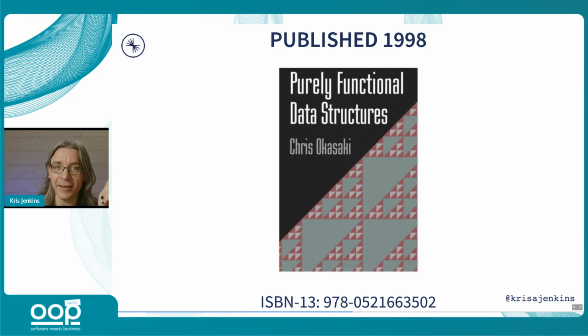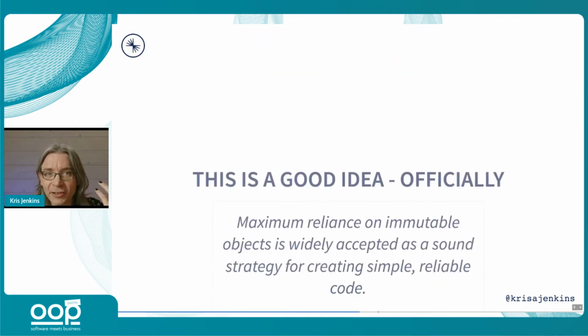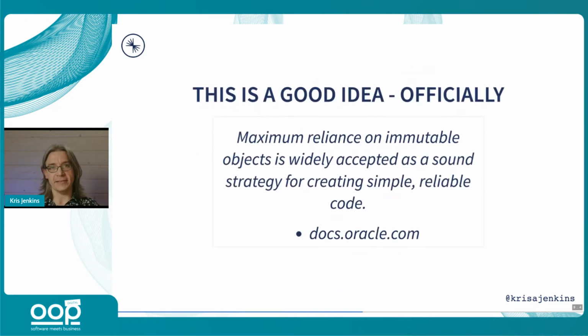In fact, appeal to authority, it's officially a good idea. Oracle says so, so it must be true. "Maximum reliance on immutable objects is widely accepted as a sound strategy for creating simple, reliable code." But I think we've got an advantage over Oracle here, because I think we now know why it creates simpler code and more reliable code. It's because our data can't move under our feet anymore.